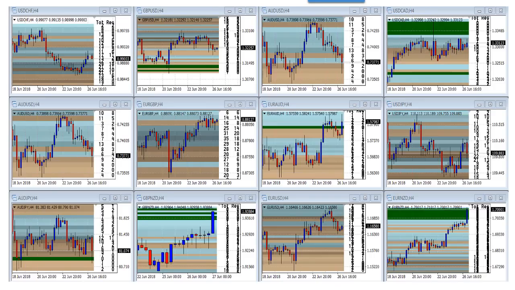I've created a profile on my trading charts where I can see support and resistance for any of the currencies in any time frame very quickly by using the profile that you can see on my screen.